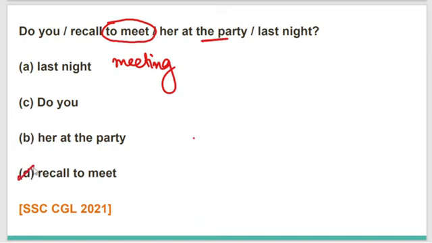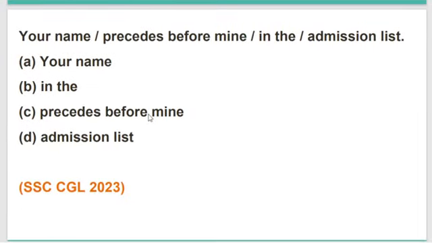The correct option is option number D, not recall to. It will be recall meeting her at the party last night. I hope the question is clear to you. Moving to the next question.